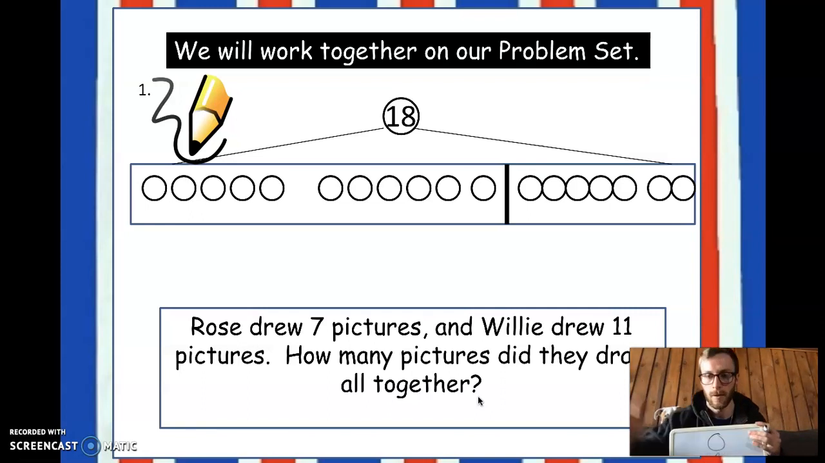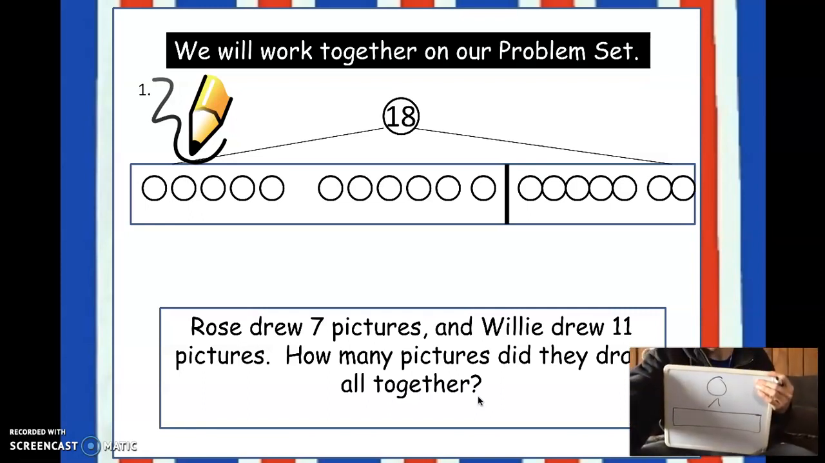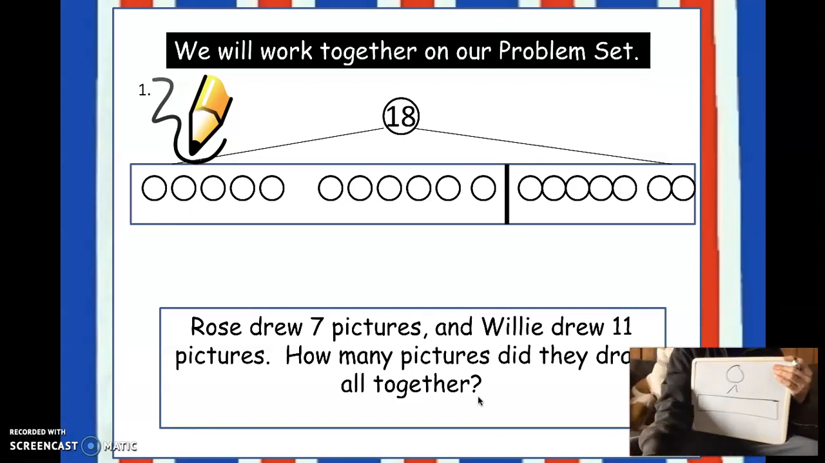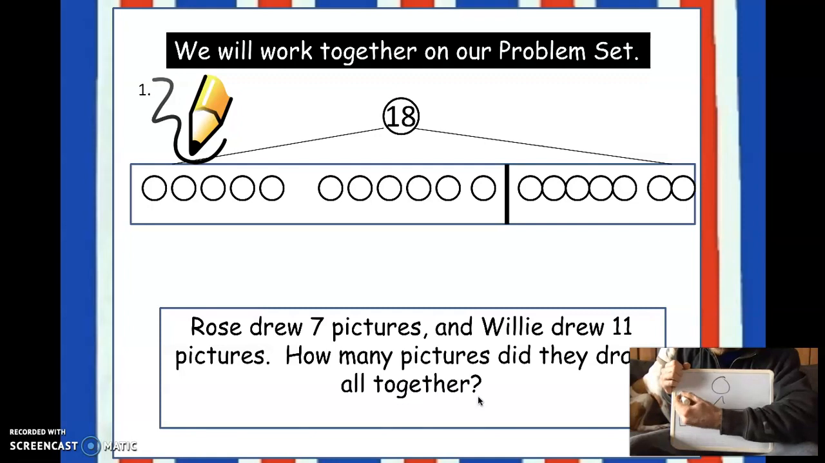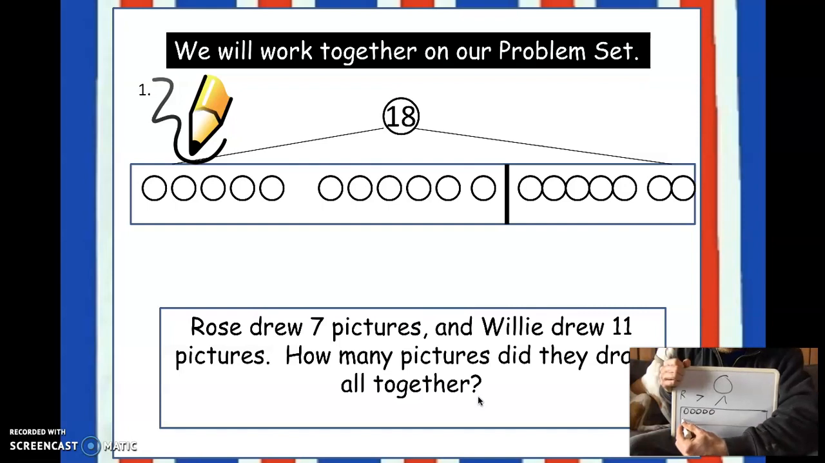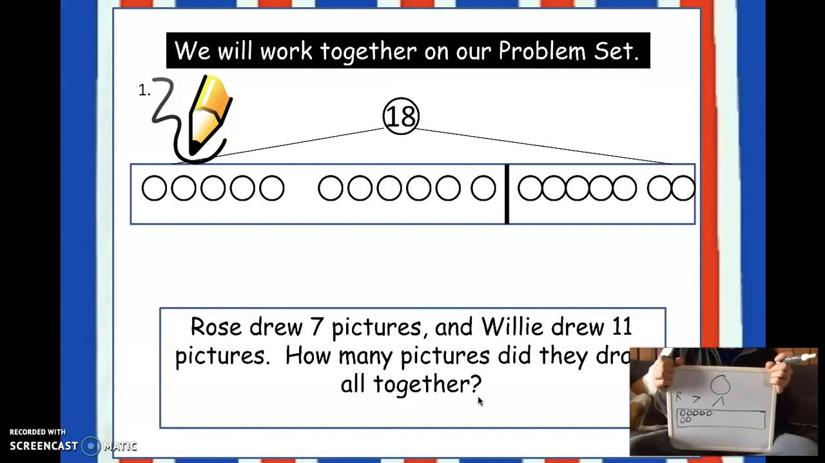All right. Tilt this down so we can see. All right, so there's my tape diagram. And it says Rose drew 7. I'm going to put Rose on this side. And she drew 7 pictures. So I'm going to show those 7. 1, 2, 3, 4, 5, 6, 7. 5 on the top, 2 on the bottom. Okay? Then I'm going to draw my line there because that's my one part.